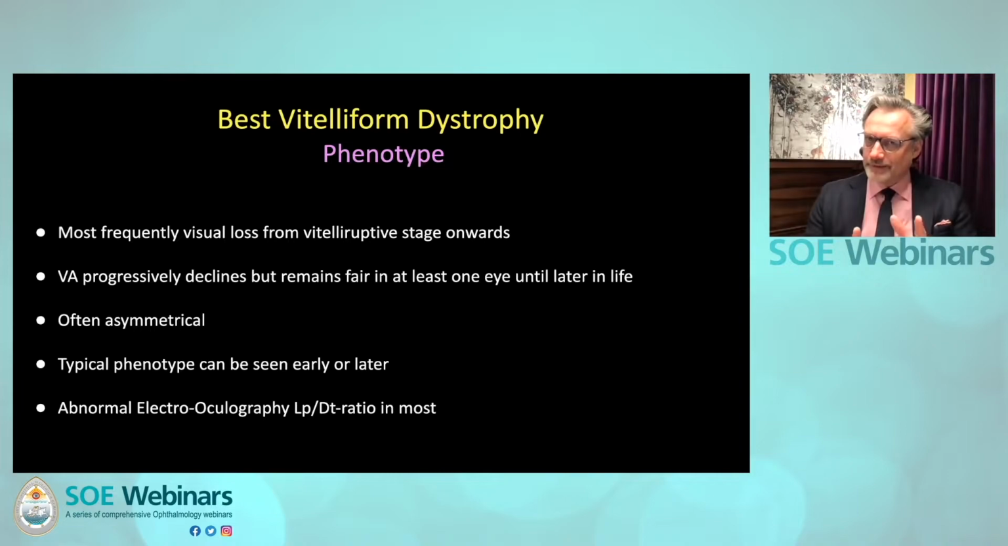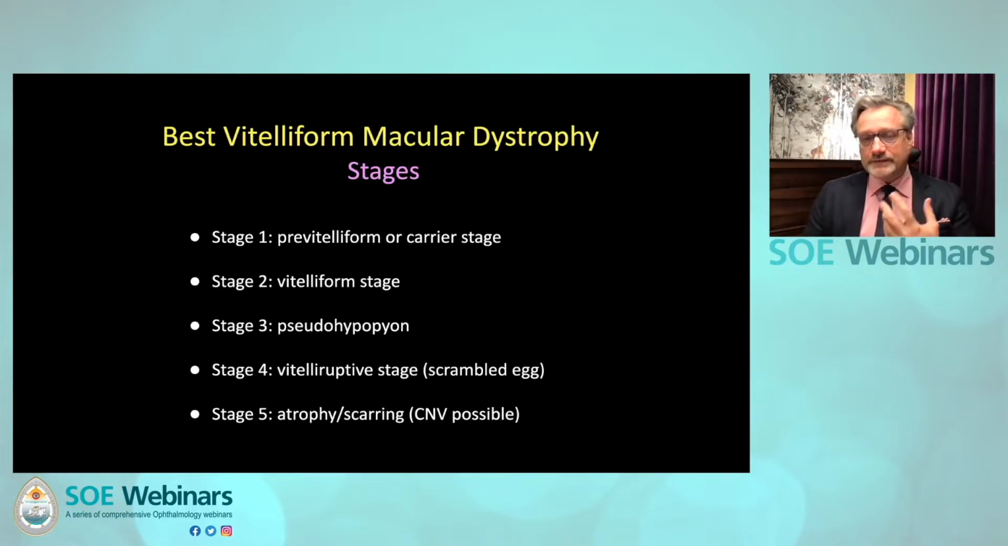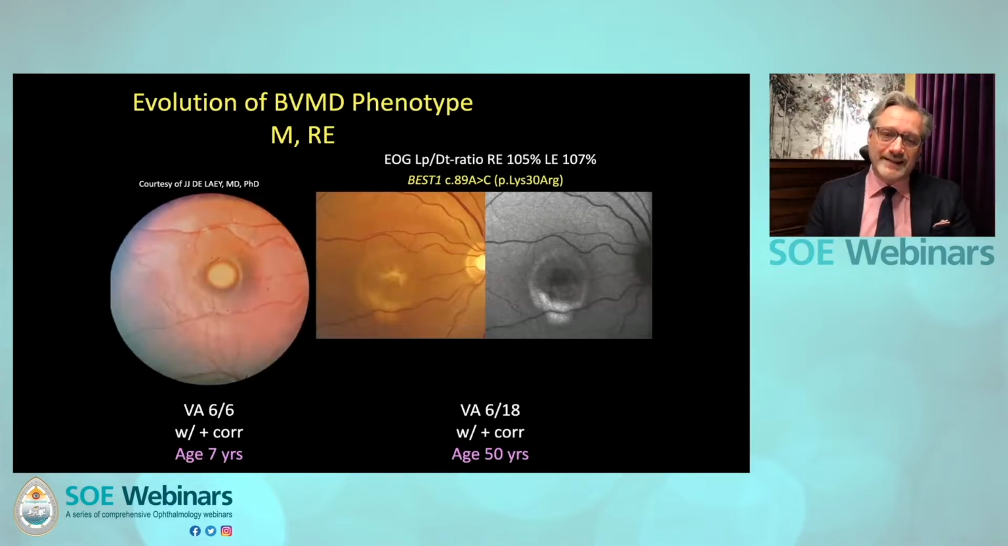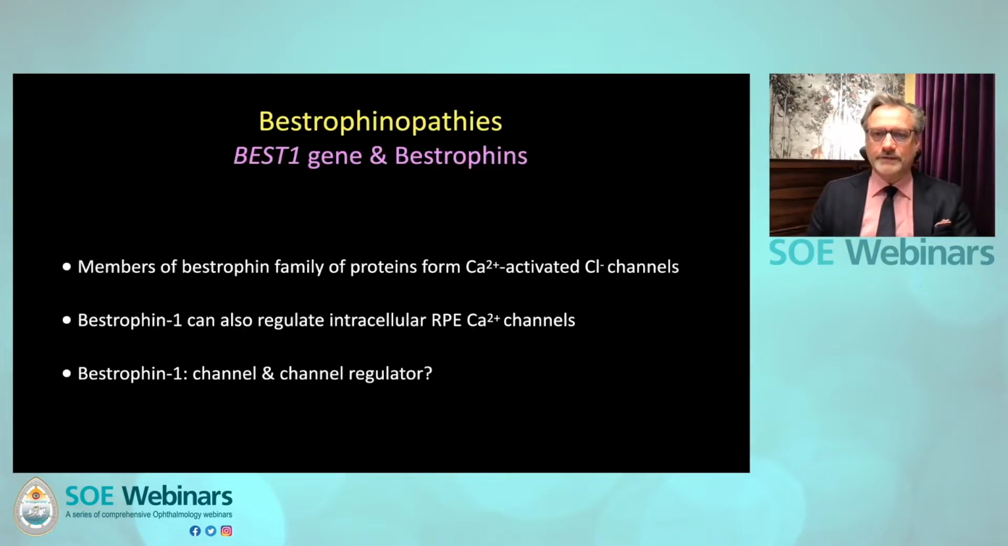But all people, in the old days, now we think the large majority of the people, have an abnormality on the EOG, electrooculogram. So there are people who classify best vitelliform macular dystrophy in stages. We're not going to do that in this talk, but here you go. You see on the left an early stage at age 7, photos taken in the old days by my predecessor, Professor Delay, shows you a beautiful egg yolk-like lesion. And over time at age 50, that is 43 years later, you can see that it does change over time towards a vitelliruptive phase, as you can see.